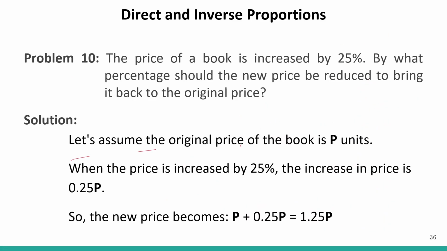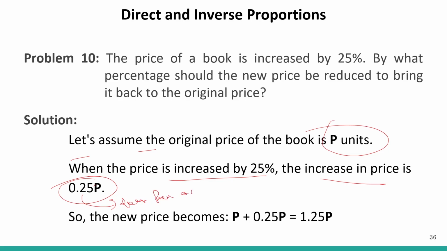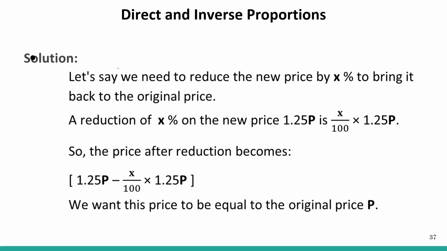So let's see the step-by-step solution. So let's assume the original price of the book be P units. Okay, so when the price is increased by 25%, the increase in price becomes 0.25p, because it is the decimal form of percentage, right? So the new price becomes p plus 0.25p, that is 1.25p.